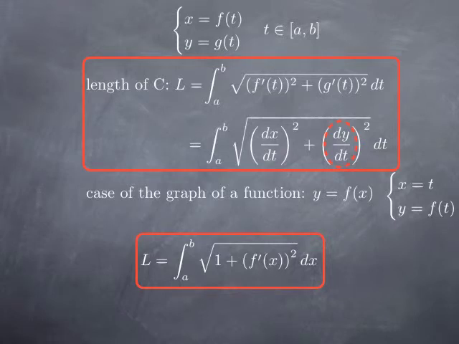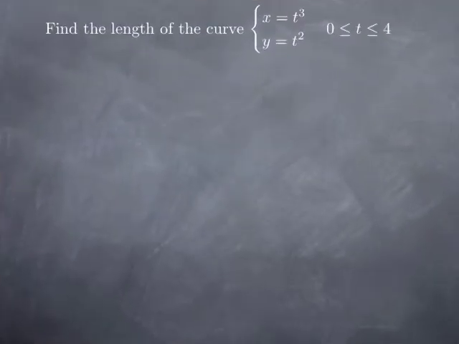Now let's take a look at calculations for examples of parametric curves. Starting with finding the length of the curve where x is given by t cubed, y is given by t squared, and t is restricted to the closed interval from 0 to 4.